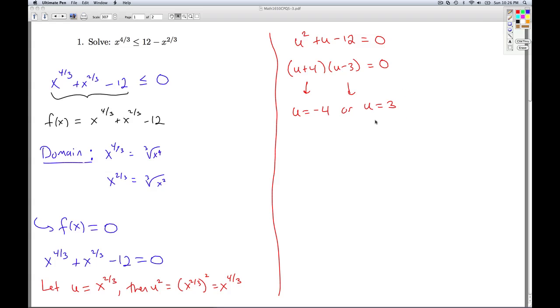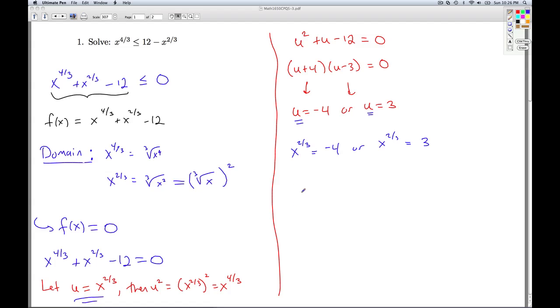And now, as I like to say, you've solved it for you. Now you got to solve it for me, and I want to know what the x's are. So I go back to my substitution. X to the 2/3 is either negative 4 or x to the 2/3 is equal to 3. To solve these, I convert them back into radicals and exponents. So x to the 2/3, I can write that one of two ways. I can write it as the cube root of x squared, or I can also write it as the cube root of x, then squared.